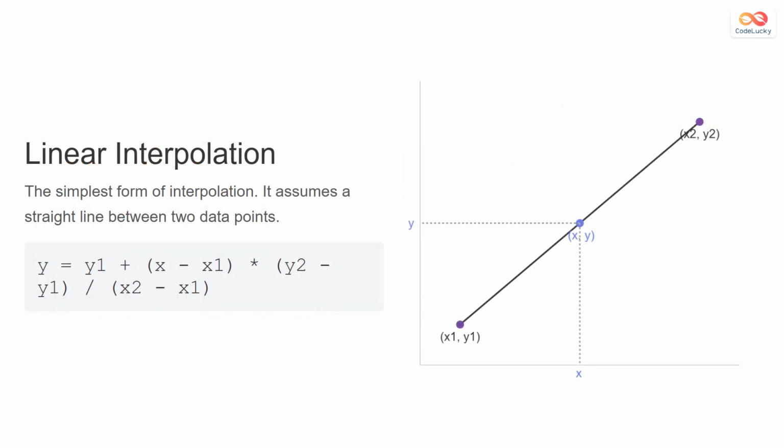The most common and straightforward type of interpolation is called linear interpolation. It works by assuming there is a straight line connecting your two known data points. The formula helps you find the exact value of your unknown point y based on its position x along that straight line.